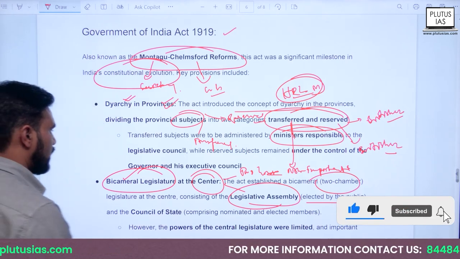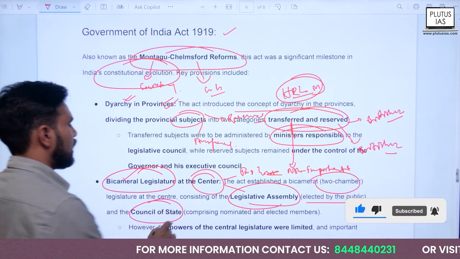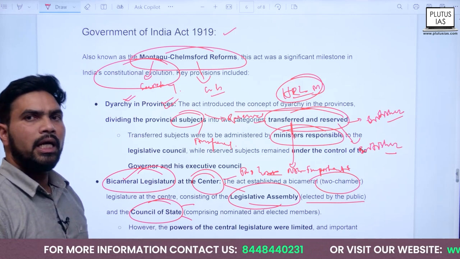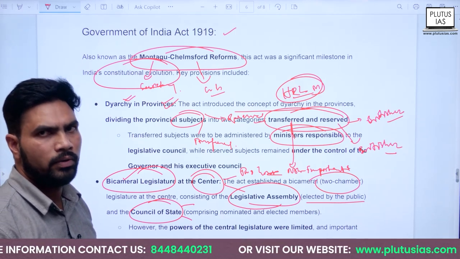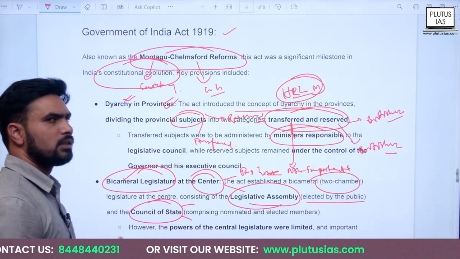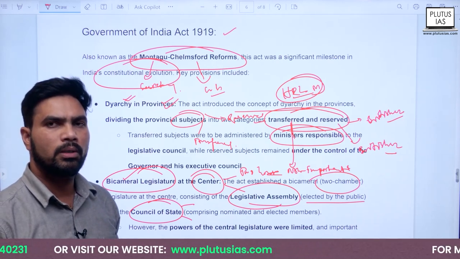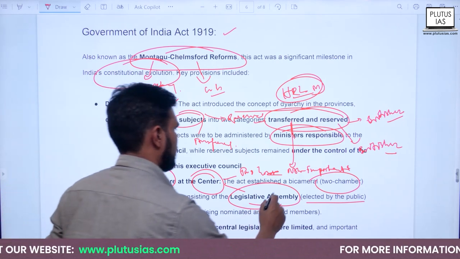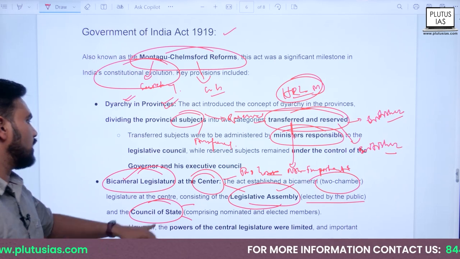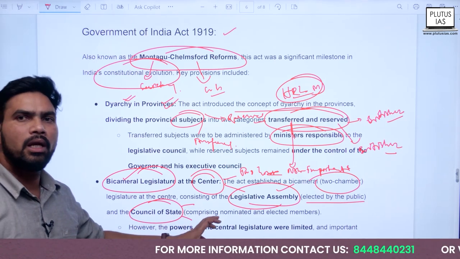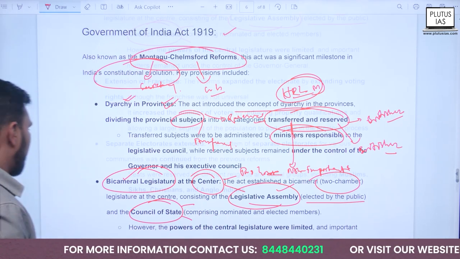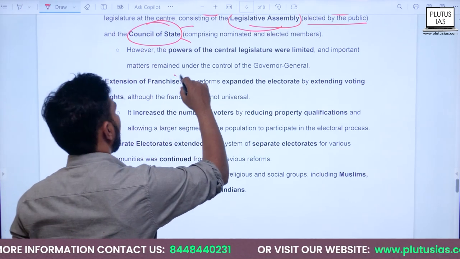And the second one is the council of state. Basically this body must represent the interests of the states, I mean provinces. So in bicameralism, in present day terms, we can say Rajya Sabha and Lok Sabha. Lok Sabha was a resemblance of the legislative assembly, and the council of state was similar or equal to Rajya Sabha. Right.